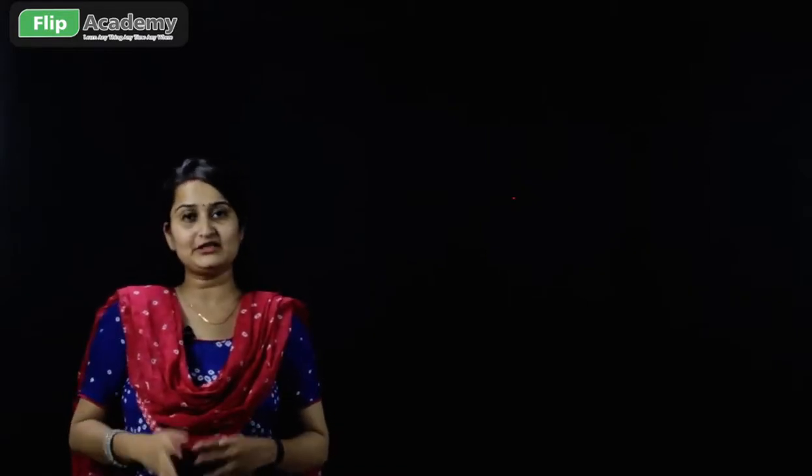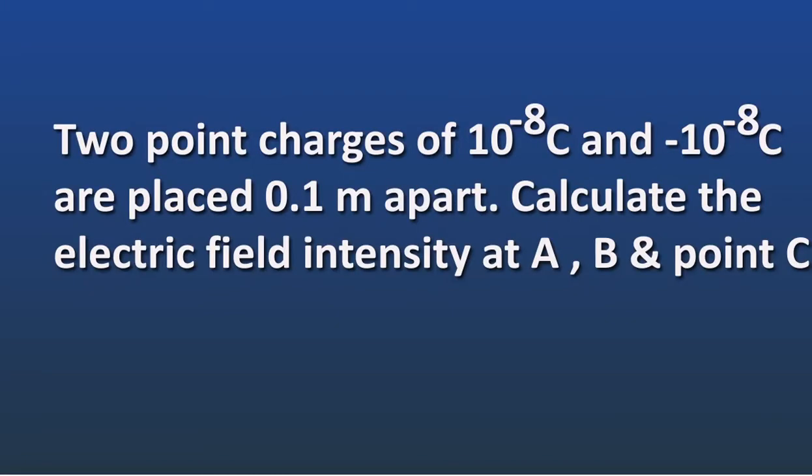Now, moving on to some difficult part. Let's start with the second numerical. Two point charges of 10 raised to the power minus 8 coulomb and minus 10 raised to the power minus 8 coulomb are placed 0.1 meter apart. Calculate the electric field intensity at A, B and point C.